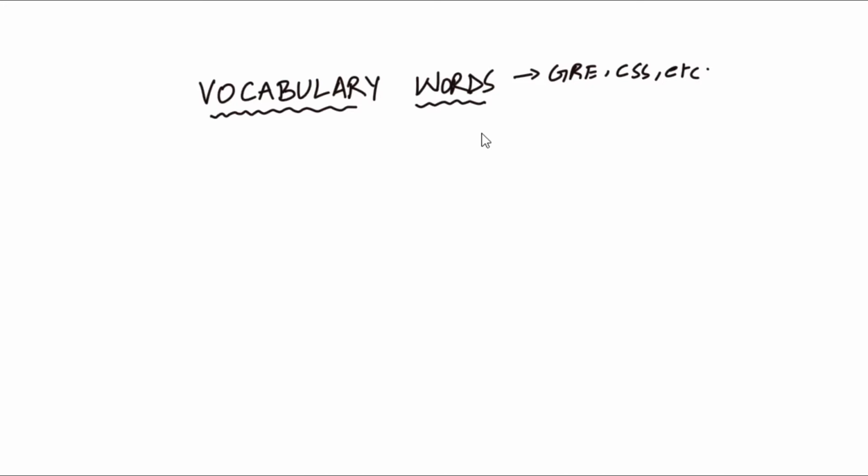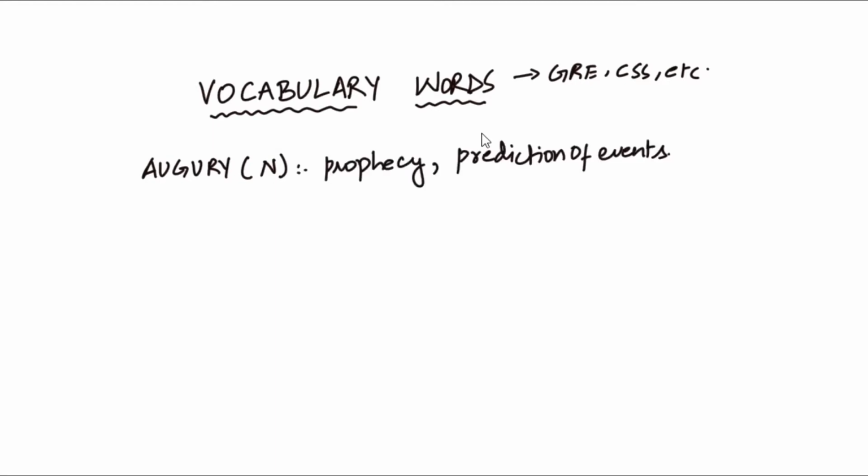Now the word is augury. It is a noun. The word means a prophecy or a prediction of events. The important thing is, what are its synonyms? The first synonym is auspice.